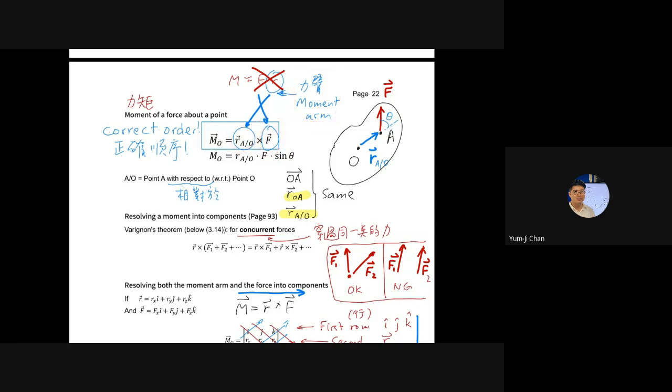Now, for describing the moment arm, because this moment is with respect to point O. Point O is here, and the force is acting on point A. So the moment arm goes from O to A. So there are three ways of writing it. You can write OA, you can write R_OA, or R_A with respect to O. These three methods are the same.